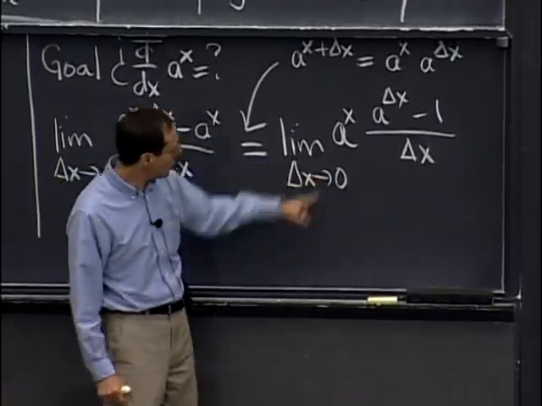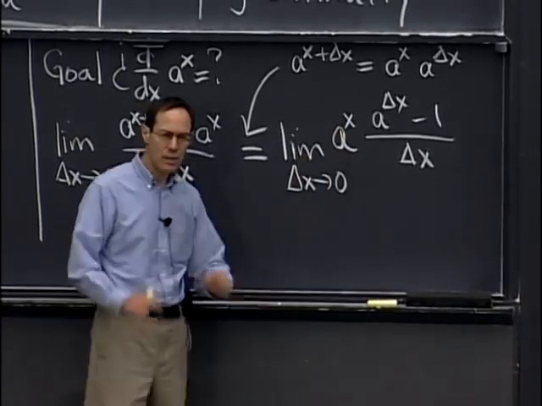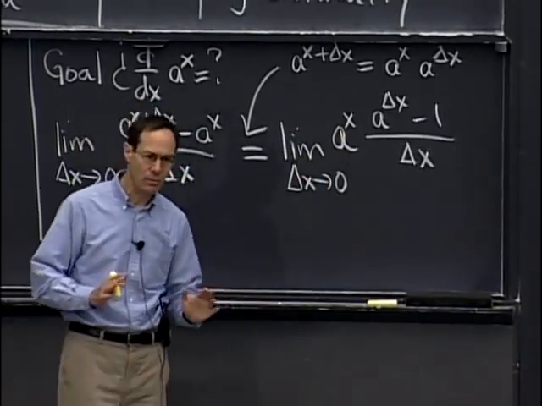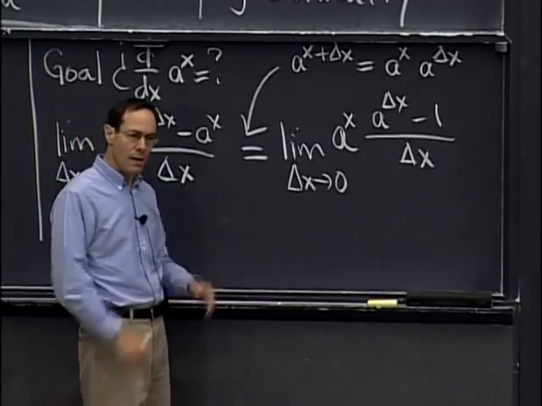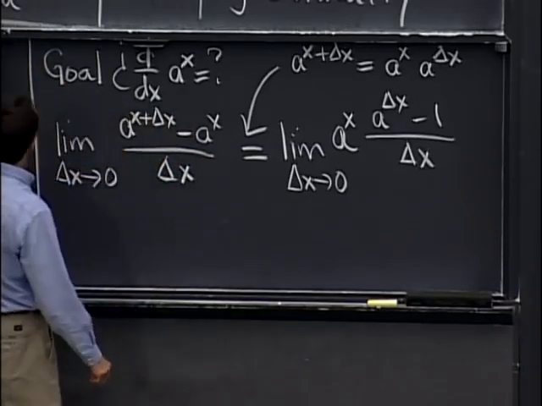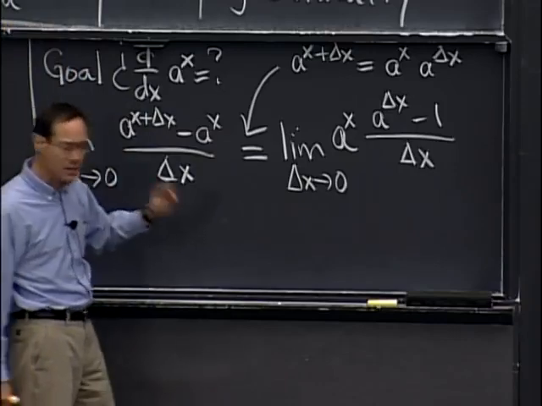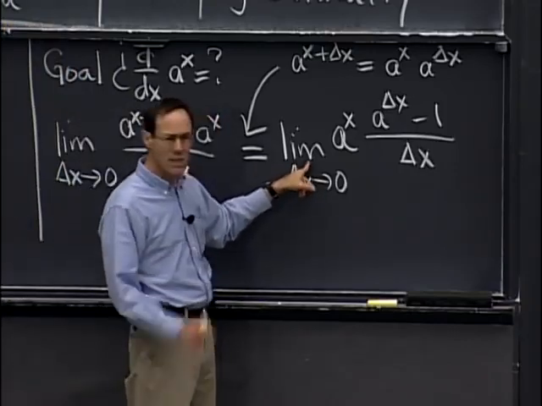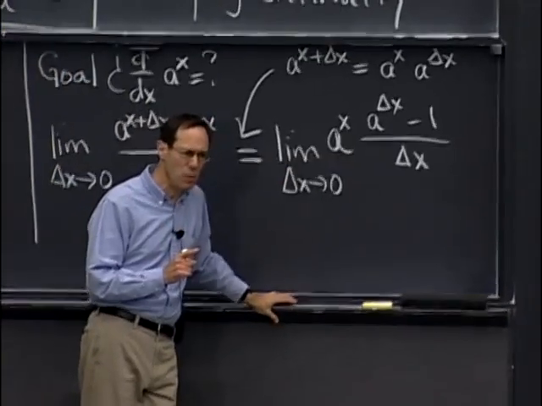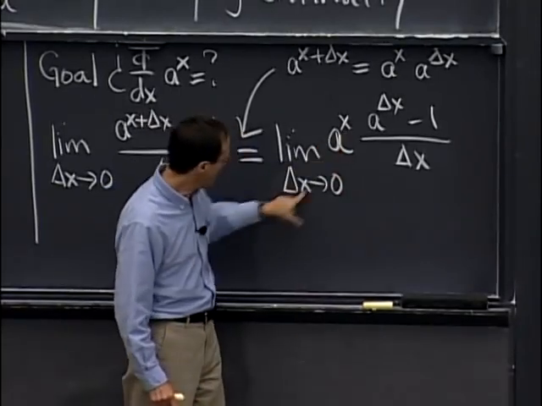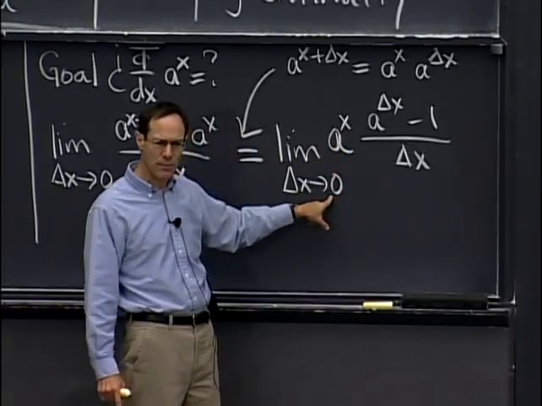The next thing I want to point out to you is that you're used to thinking of x as being the variable, and indeed, already we were discussing x as being the variable and a as being fixed. But for the purposes of this limit, there's a different variable that's moving. x is fixed, and delta x is the thing that's moving.